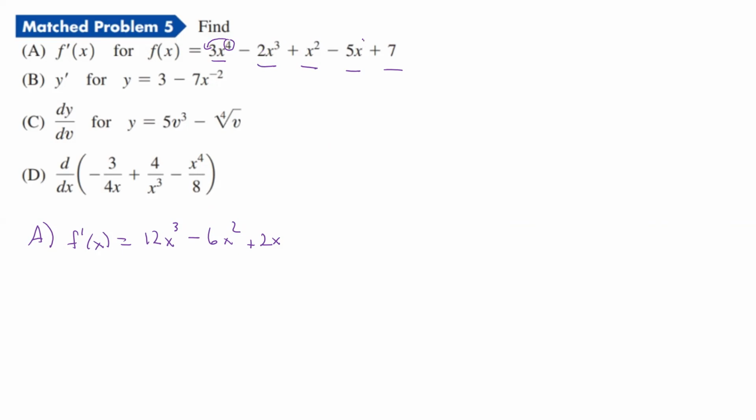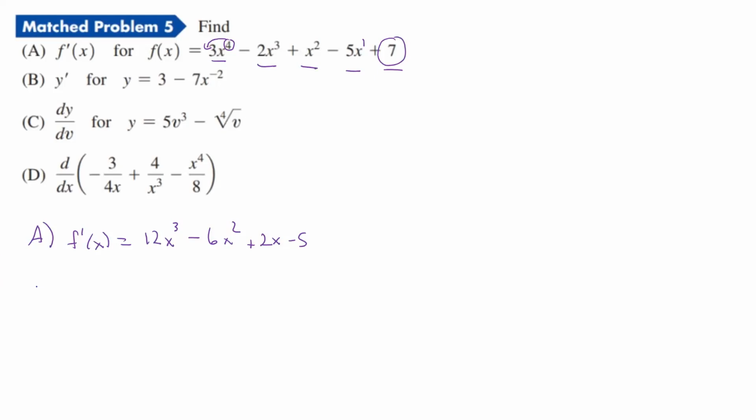Here, this is a 1. Remember, if you don't see anything, it's a 1. So bring it down. 1 times 5 is going to be minus 5. Subtract 1 is 0. x to the 0 is just 1, so we just have 5. And here's our constant, so the derivative of that's 0. And so that is our derivative of that polynomial. So pretty easy so far.